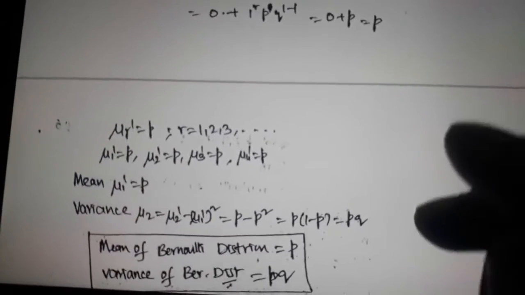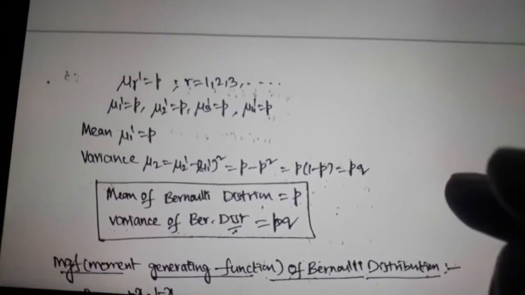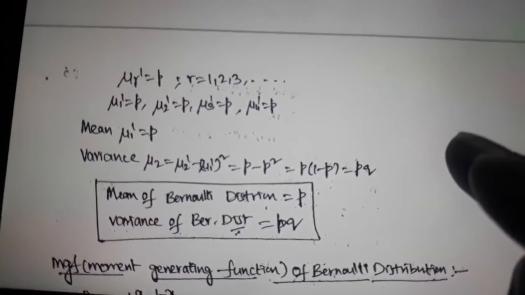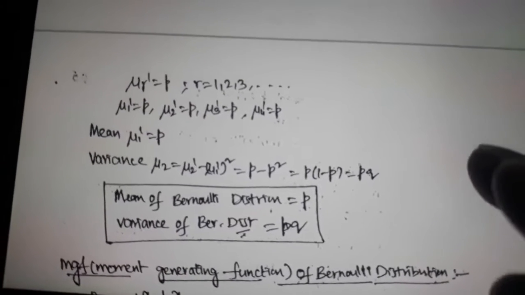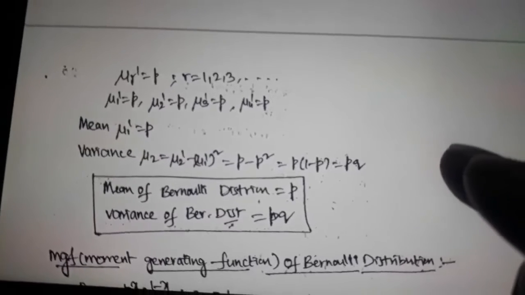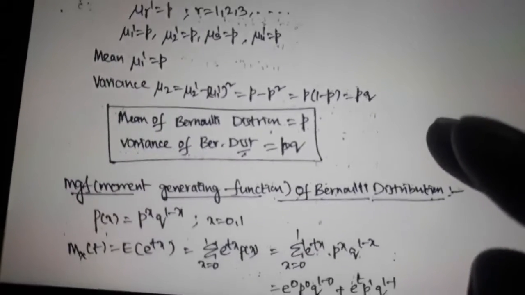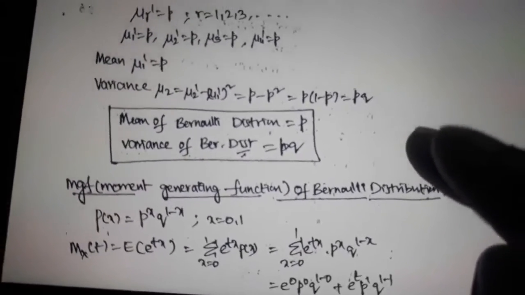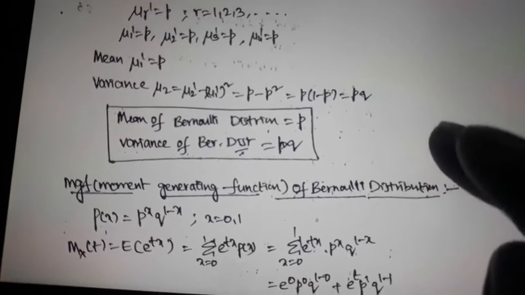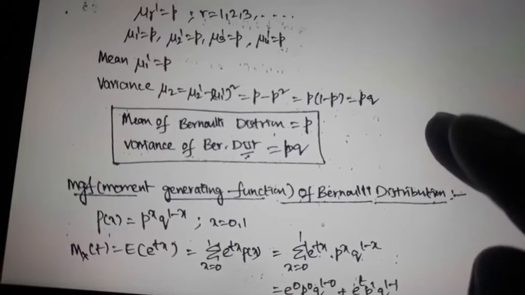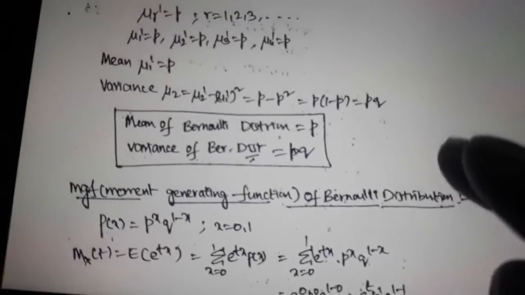Mu 1 dash is p, mu 2 dash is p, mu 3 dash is also p, mu 4 dash is also p. So that's why the mean is p. Now we find the variance. Mu 2 is mu 2 dash minus mu 1 dash square. Mu 2 dash is p, minus mu 1 dash square, in the sense p square. Taking p as common, p into 1 minus p, it is q. Variance is pq. So the mean of Bernoulli distribution is p, and the variance of Bernoulli distribution is pq.